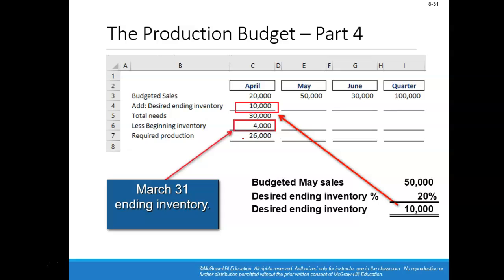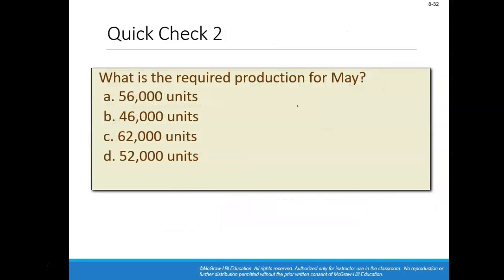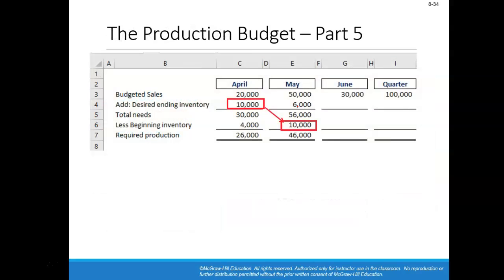Okay? So before I go to my next slideshow, let me ask you a question. What is the desired ending inventory we're going to put for the month of May? If you said 6,000 units, then you would be correct. So I'll come back to this question here.